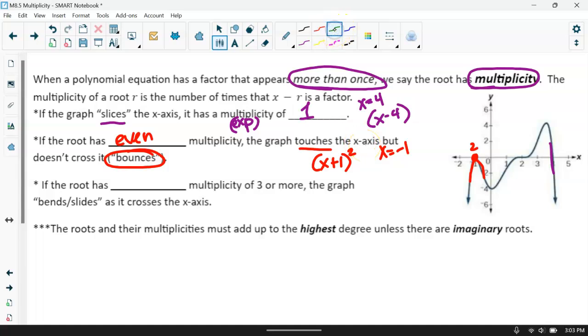So if a root has an odd multiplicity of 3 or more, then the graph is going to be bending or sliding. So like here, notice that x is equal to 2. We're sliding through 2 here and then continuing on. We're not bouncing off of it. We're not slicing through it. We're just sliding, bending right through it, making that value 2 here. So here at x is equal to 2, that means we've got x minus 2, but this is to the third power.